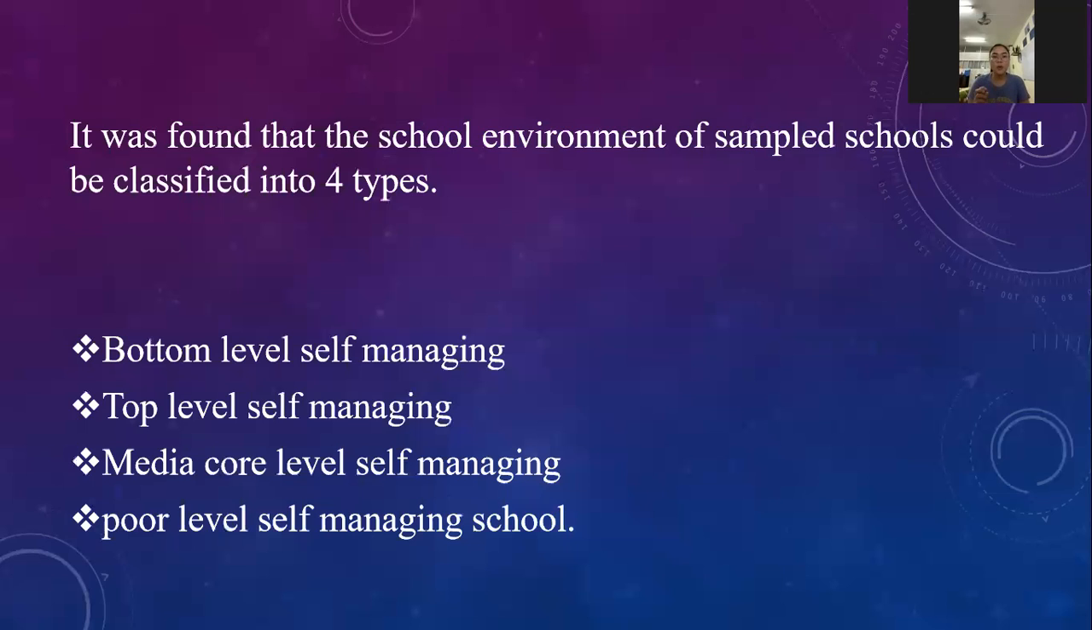Then, it was found that the school environment of the sample schools could be classified into four types. So the first one is the bottom level self-managing, top level self-managing, medium level self-managing, and core level self-managing school. So take note of that: the school environment of sample schools is classified into four types. So that's it for today.